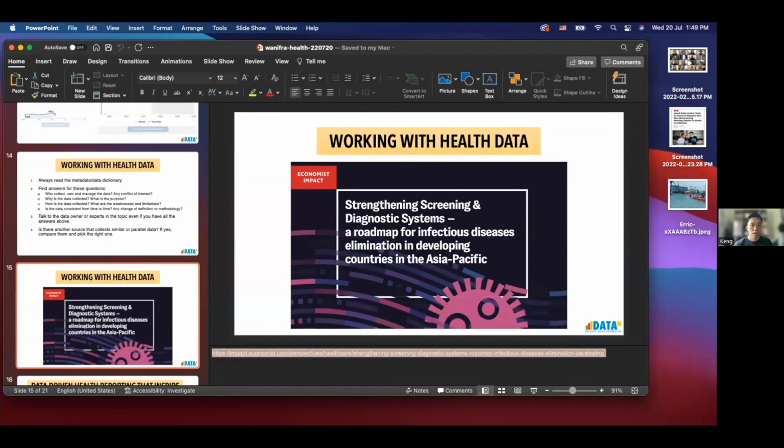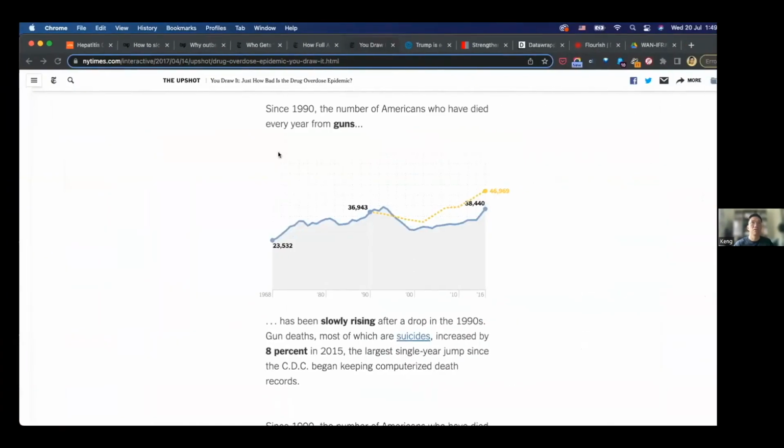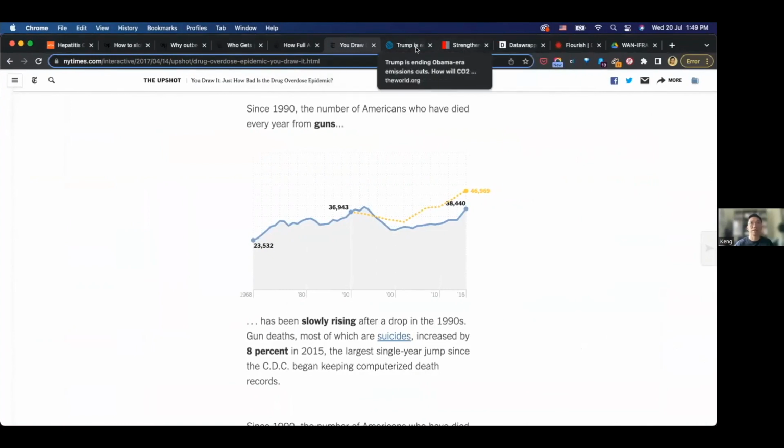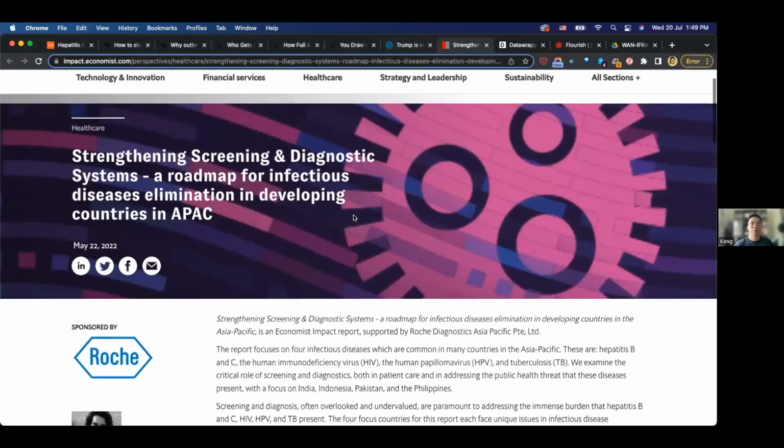The focus of this report is to highlight the gaps in the healthcare systems in four countries: Indonesia, Philippines, Pakistan, and India, specifically in infectious diseases, including hepatitis B, HIV, and TB. I think these are the main diseases. Whenever we receive this kind of report, there are several things we can do. I'm going to open that report now and use it as an example.